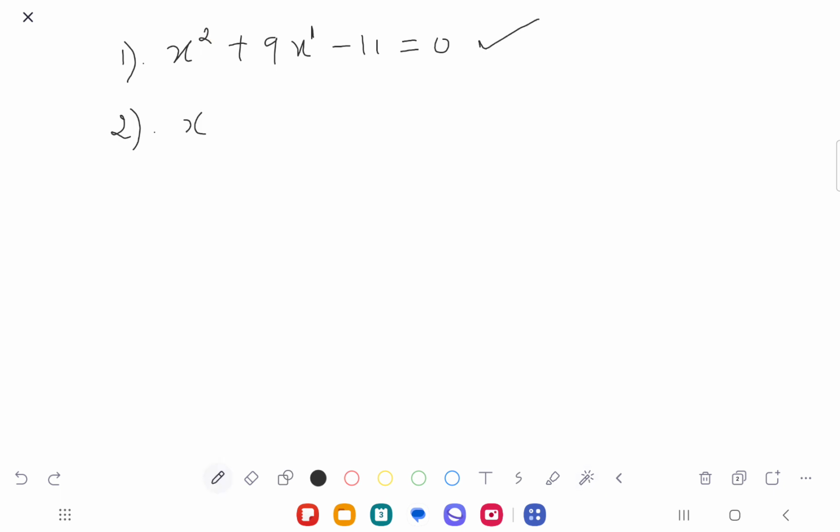Now tell me about this. x square plus 9 equals 5. Do you think it is a quadratic equation? This one? Tell me. Do you think it is a quadratic equation? Tell me. Here the power of x is 2, isn't it? And here 9 is there. So 9 is a number, 5 is a number, isn't it? So both of them are pure constants.